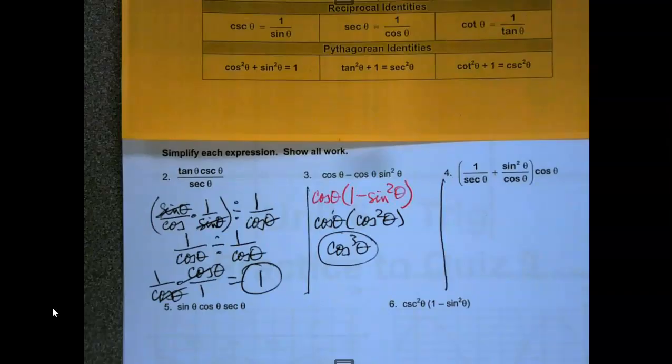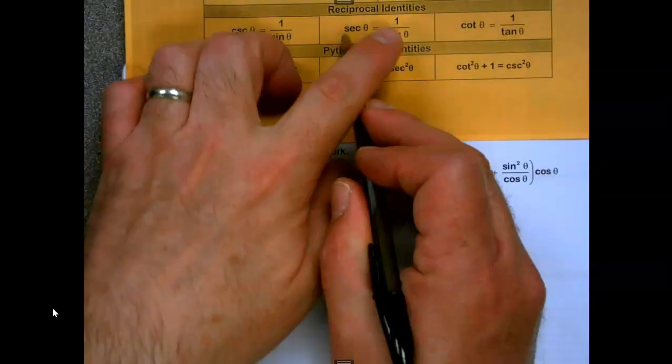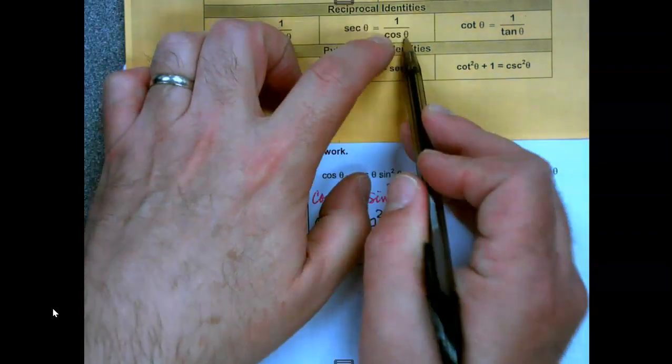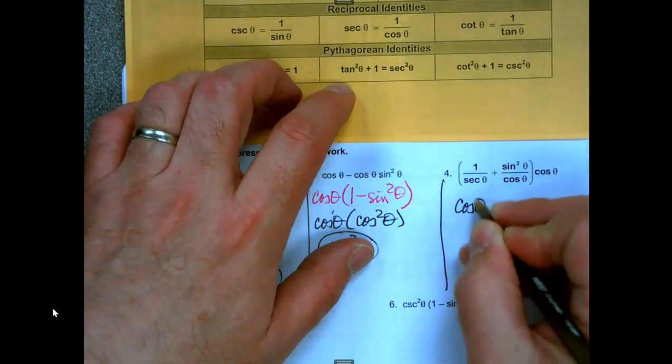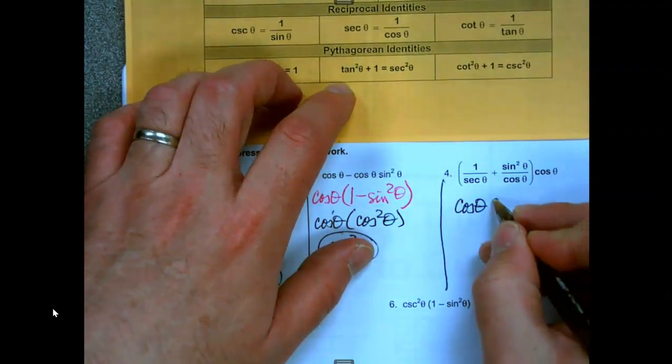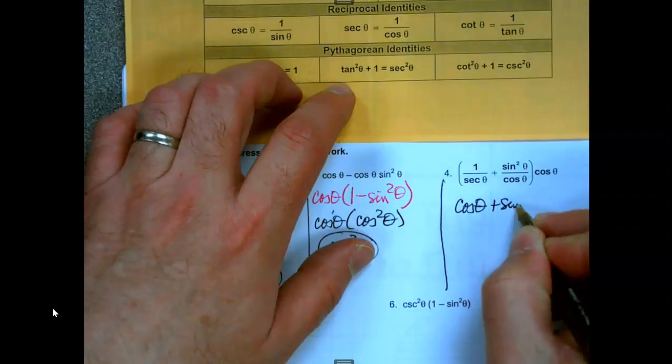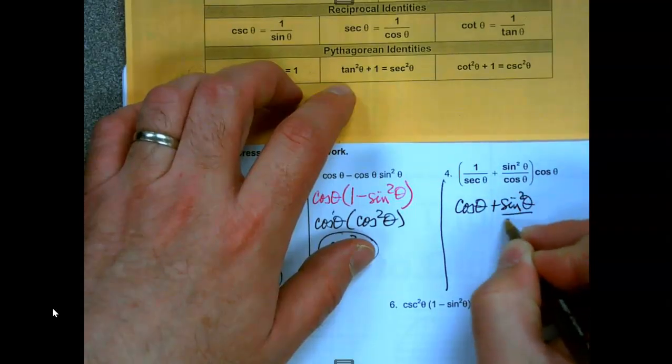Okay? So, next one. 1 over secant. Okay, so 1 over secant, if I switch the position of these, 1 over cosine would equal secant, so this would equal cosine. I'm going to leave this one alone because it's sine and cosine right now.